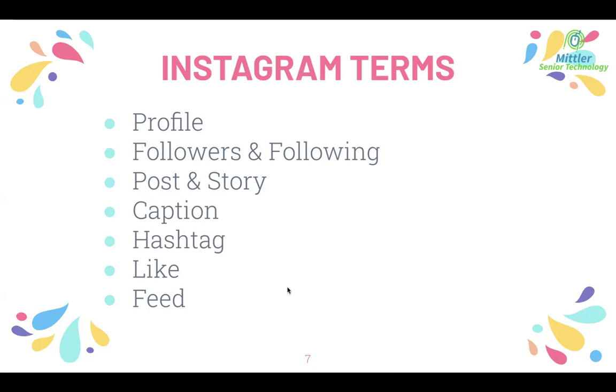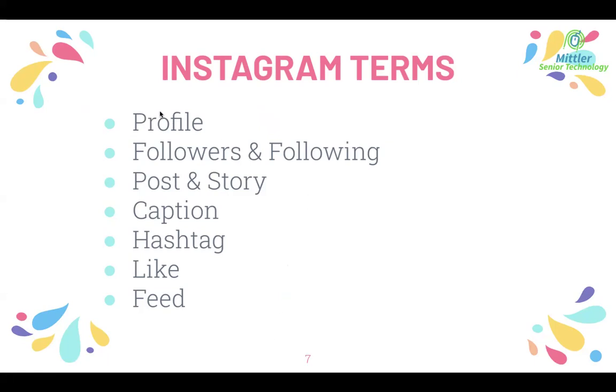Then we have hashtags. Hashtags are ways that you can describe in a shorter way what the picture is. So let's say you post a picture of a park or the sunset. You could do hashtag sunset, hashtag fall. It's kind of putting it into certain categories. Hashtags have become less and more popular over the years, but you could use them if you'd like.